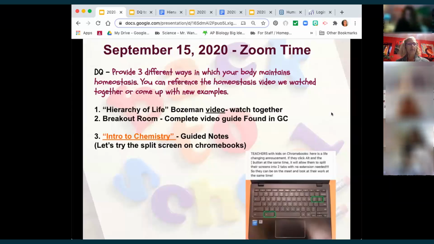So you can take a couple minutes to complete your DQ for the day. I'm going to be collecting notebooks next week, so you want to get those up to date.